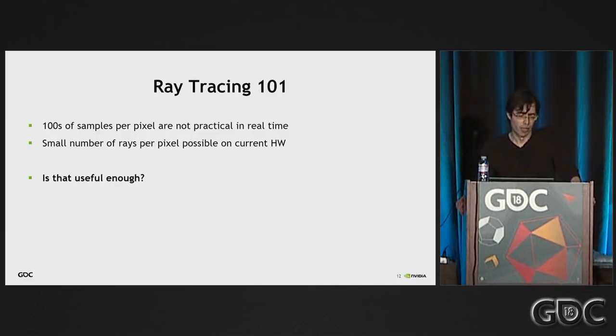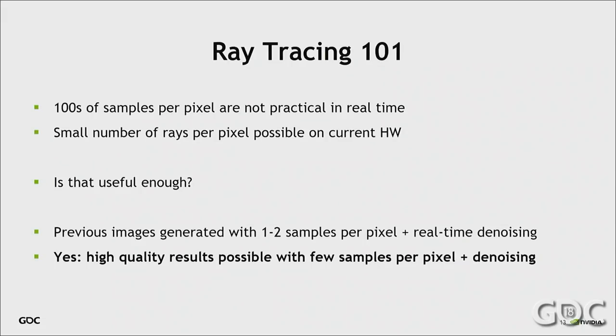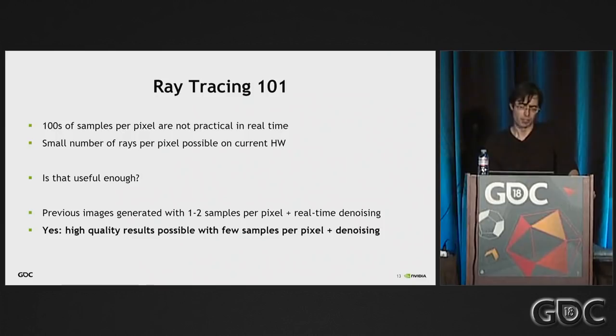Well, that's great, but hundreds of samples are not really possible per pixel today on current hardware in real time. So a small number of rays instead is what we have available at our disposal. Is that useful enough? We believe that the answer is yes. The previous images were actually generated with one or two samples per pixel and real-time denoising. So we believe that this combination is actually key to enable real-time ray tracing today.